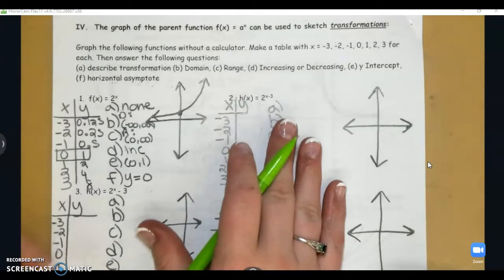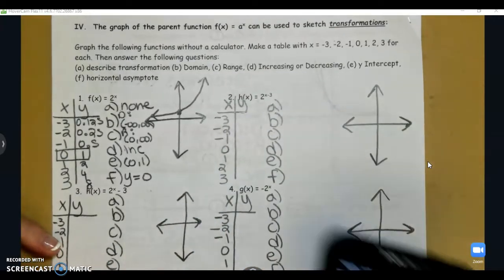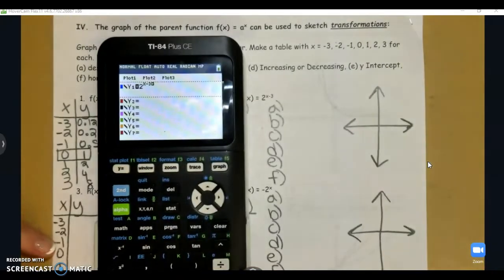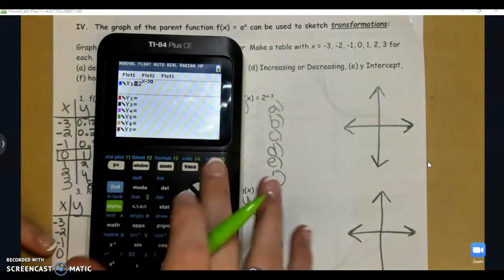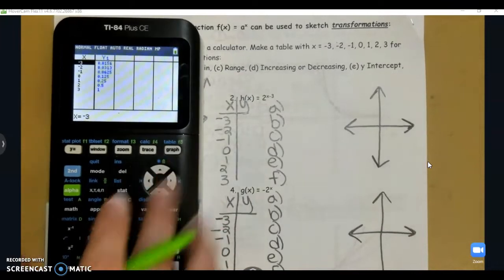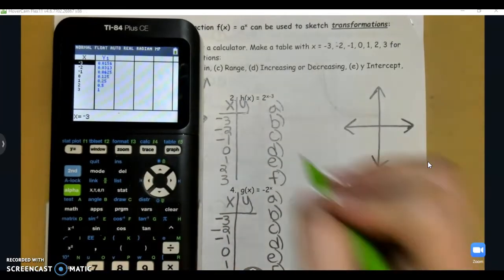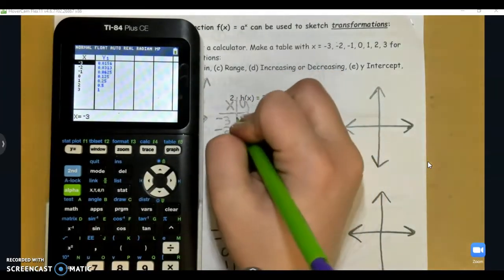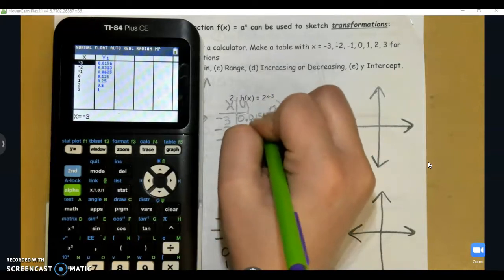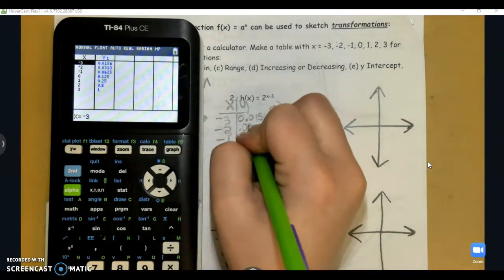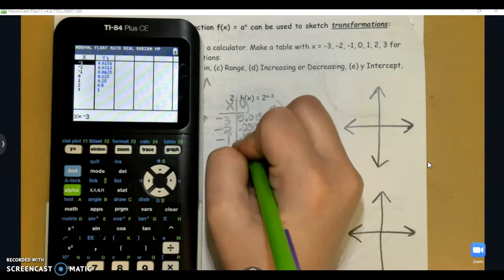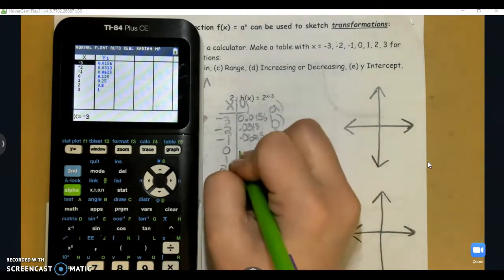If we move on to number 2 now, here I've got 2 to the x minus 3 power. So I'm going to type that into my y1, go back to my table, and fill in our new values. And we are going to be analyzing what this does to our graph, how it transforms it. So filling this in here, got a bunch of tiny numbers now.